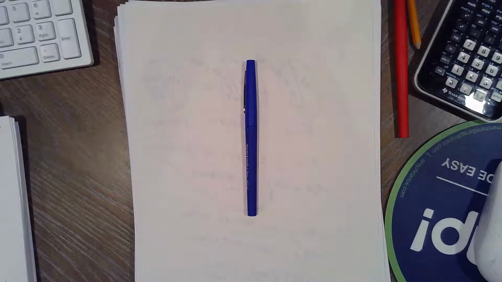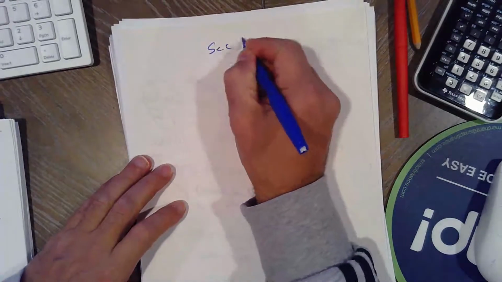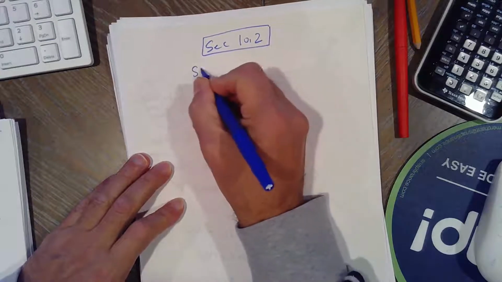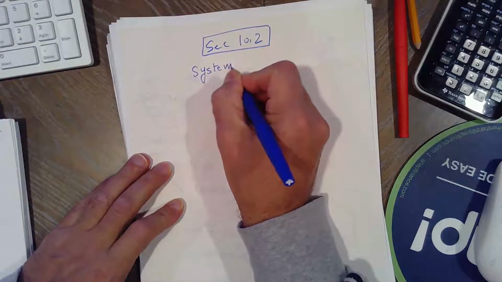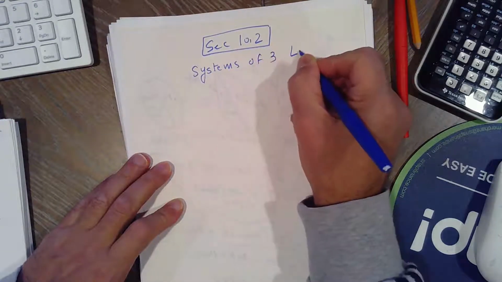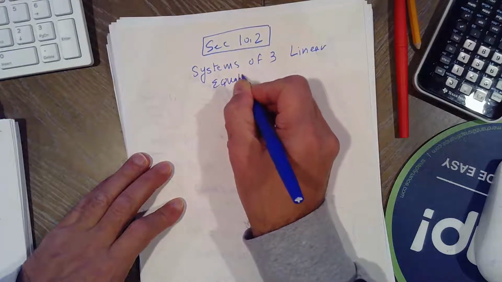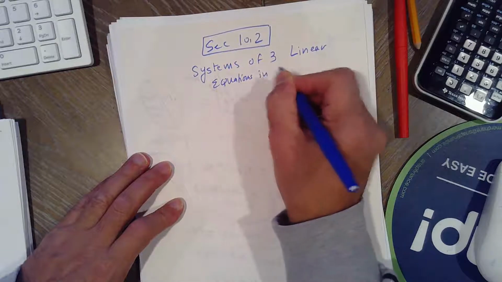Okay, so let's continue with chapter 10 after finishing 10.1, which is about solving systems of two linear equations. We're about to do systems of three linear equations. Three linear equations in three variables.